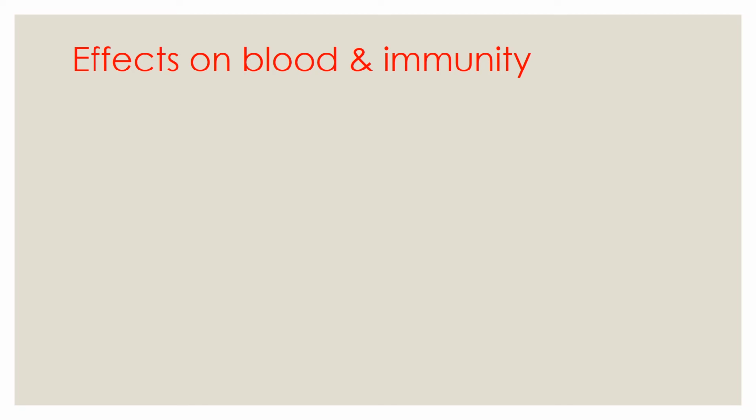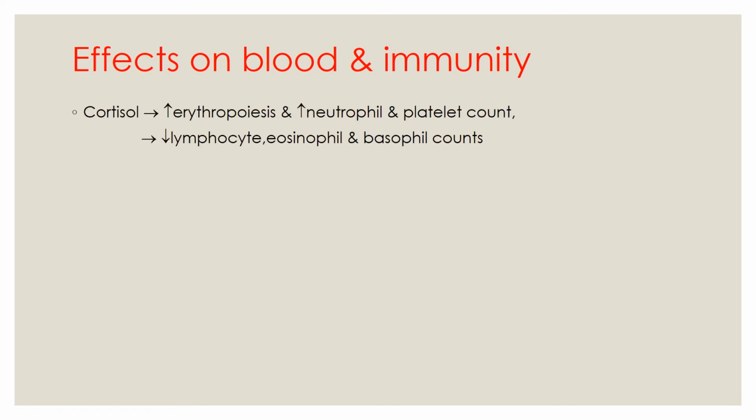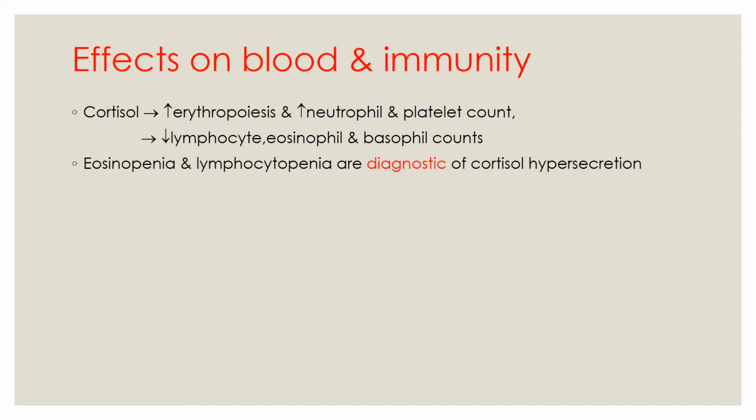What is the effect of glucocorticoids on blood and immunity? Cortisol causes an increase in erythropoiesis and neutrophil and platelet count. In opposite, it reduces the number of lymphocytes, eosinophils, and basophils. That's why in pathological conditions where there is a high increase of cortisol secretion, patients will have eosinopenia, which is a reduction in number of eosinophils, and lymphocytopenia.